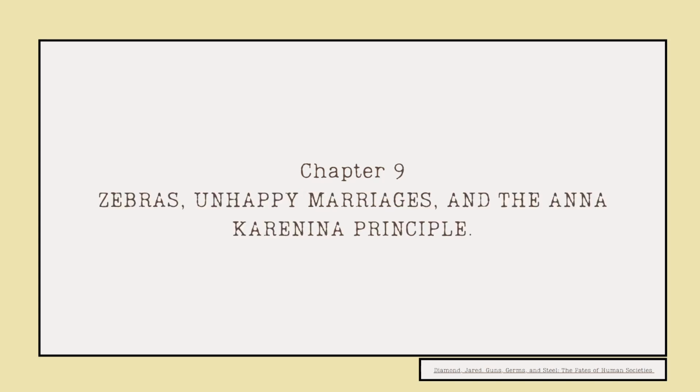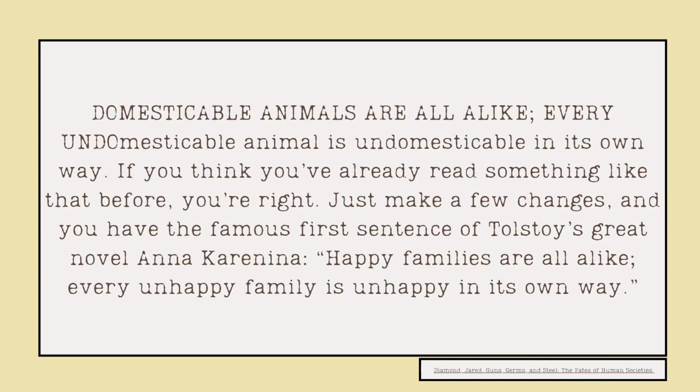Chapter 9, Zebras, Unhappy Marriages, and the Anna Karenina Principle. Domesticatable animals are all alike. Every undomesticated animal is undomesticatable in its own way. If you think you've already read something like that before, you're right. Just make a few changes and you have the famous first sentence of Tolstoy's great novel Anna Karenina. Happy families are all alike. Every unhappy family is unhappy in its own way.